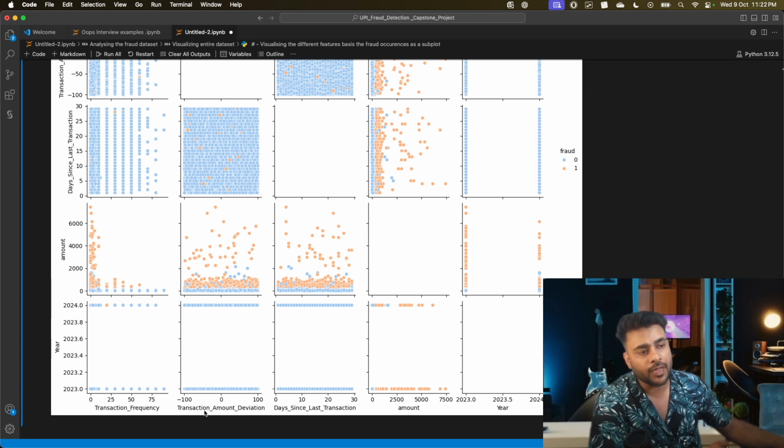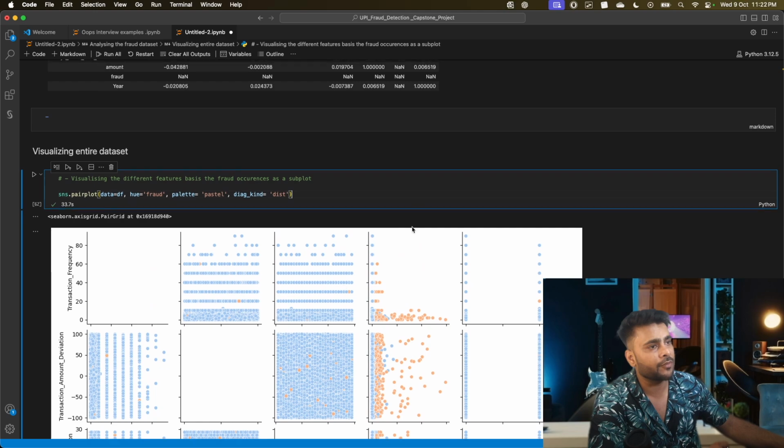Certainly we have got the transaction amount deviation. Now for transaction amount deviation and the amount, we can see that when the amount or the deviation is more, the number of frauds also increases when the deviation is quite high and the amount is high. You can see the relationship of all these variables, and you can scan them for yourself.